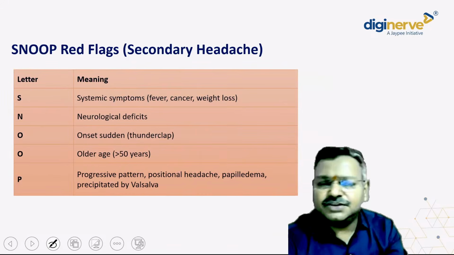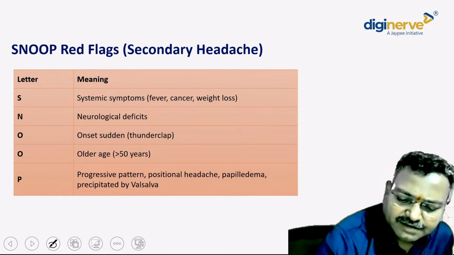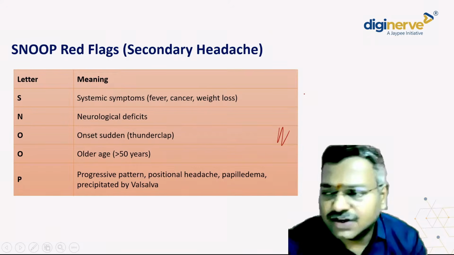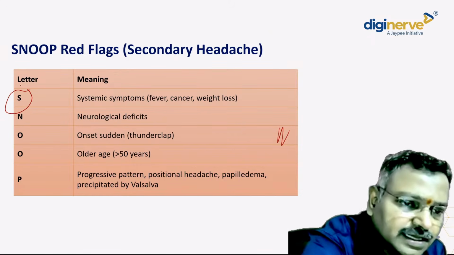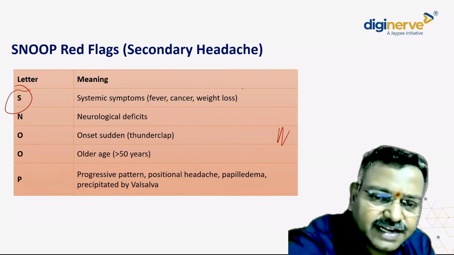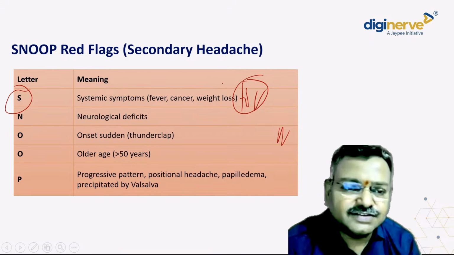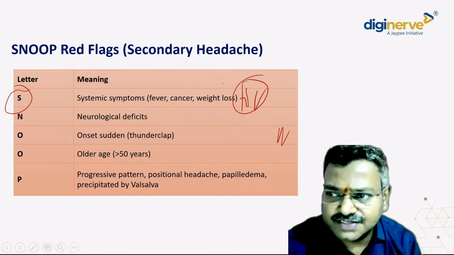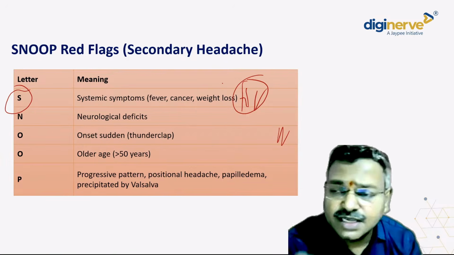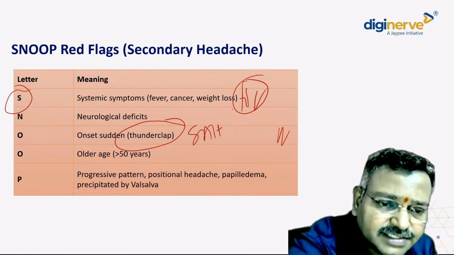Something that you have to remember is the red flags for headache. We have a SNOOP mnemonic. Whenever a patient with headache has any of these symptoms, we should look for a secondary cause of headache. S stands for systemic symptoms. If a patient has fever, cancer, weight loss, HIV, we have to look for a secondary cause. N is neurological deficit. If the patient has papilledema or focal deficit, it's always secondary. O is sudden onset, thunderclap, worry for subarachnoid hemorrhage.